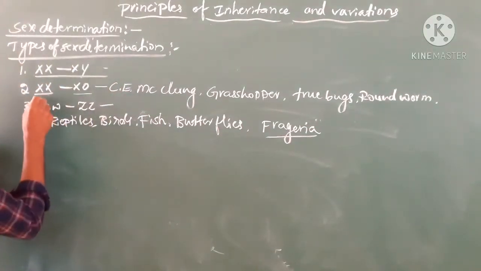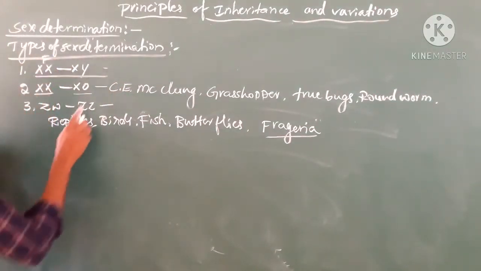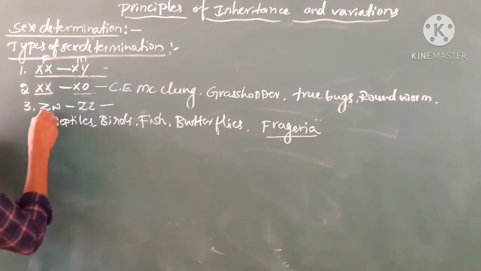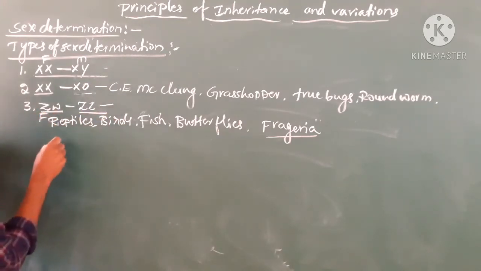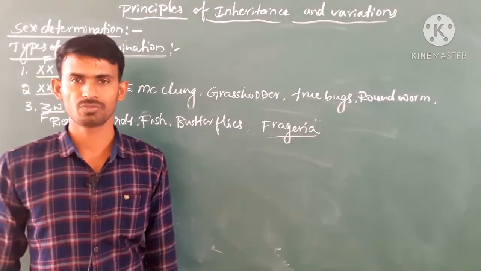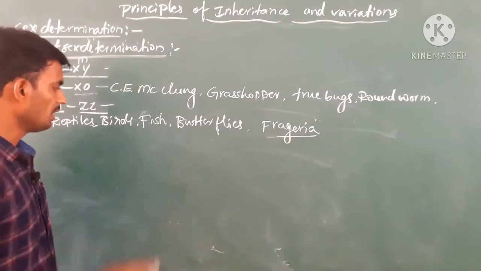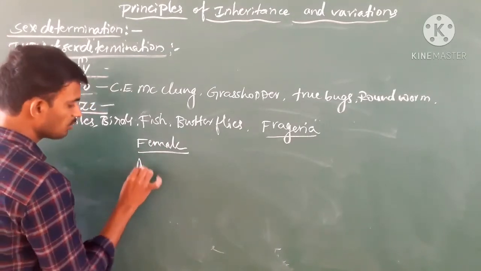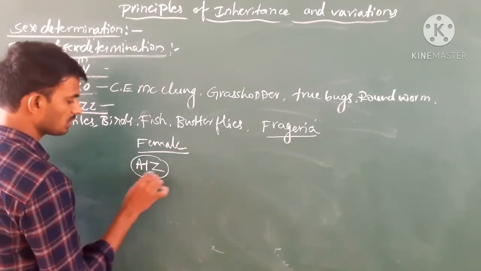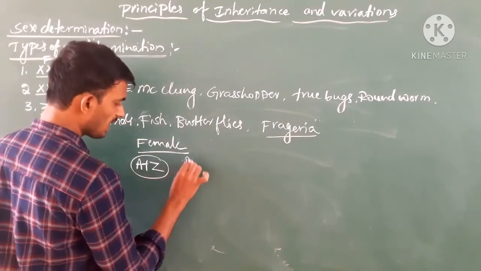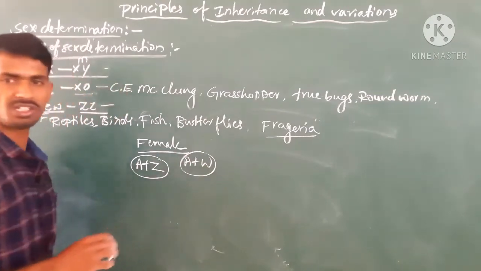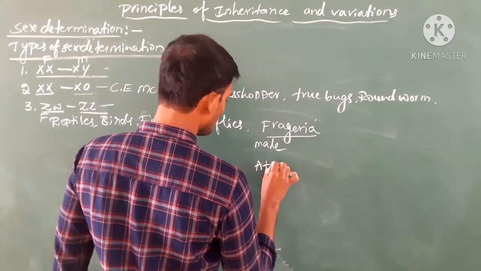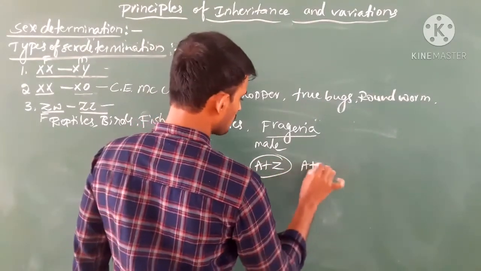In the above two conditions, the females are homogametic and the males are heterogametic, that means two types of sperms are produced. But in this condition, the females are heterogametic and the males are homogametic. In the females, 50% of the egg cells carry autosomes plus Z type of sex chromosome, and the remaining 50% of the egg cells carry autosomes plus W type of sex chromosome. The males are homogametic, that is, autosomes plus only Z type of sex chromosomes are present.